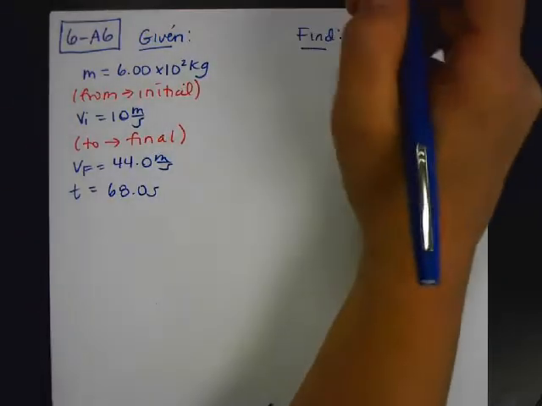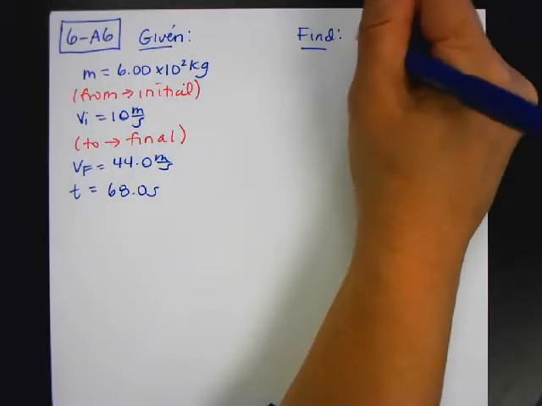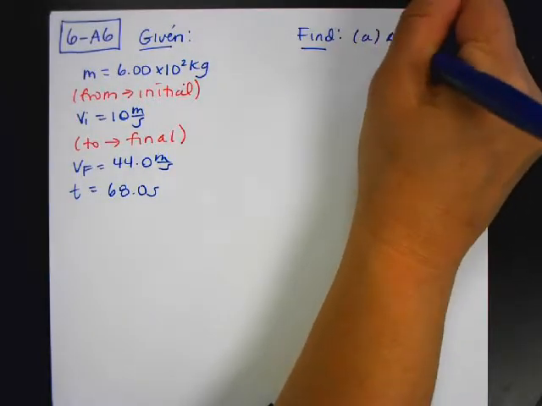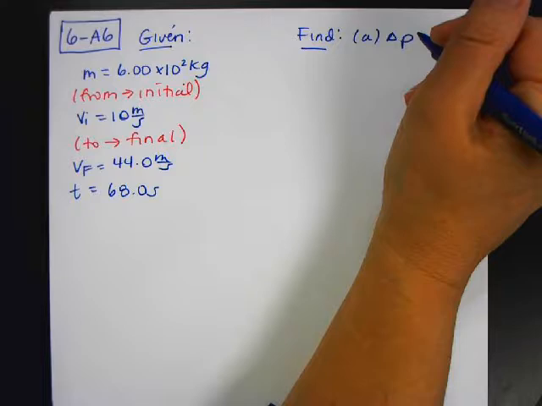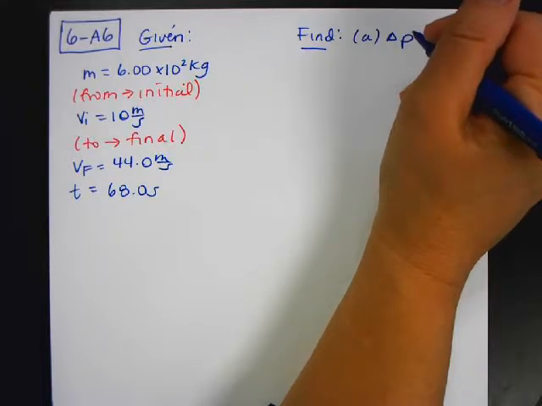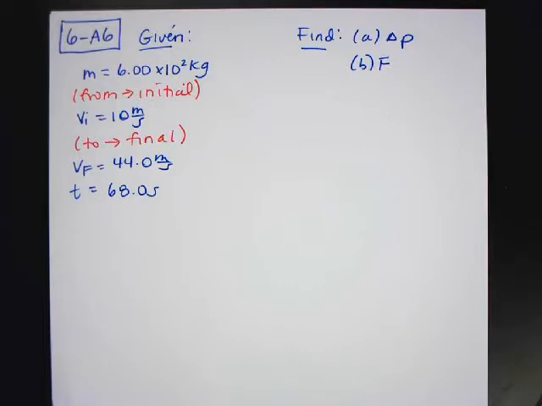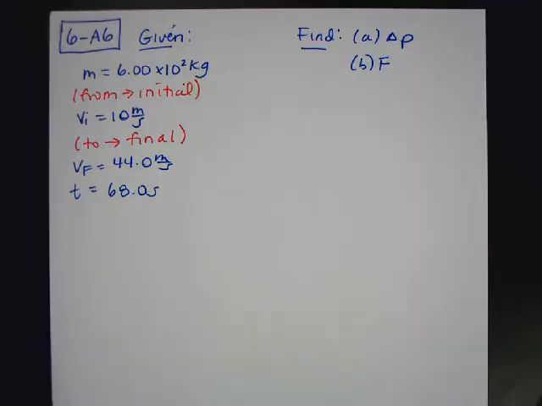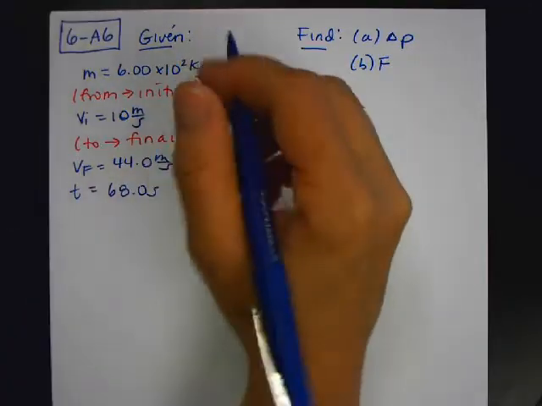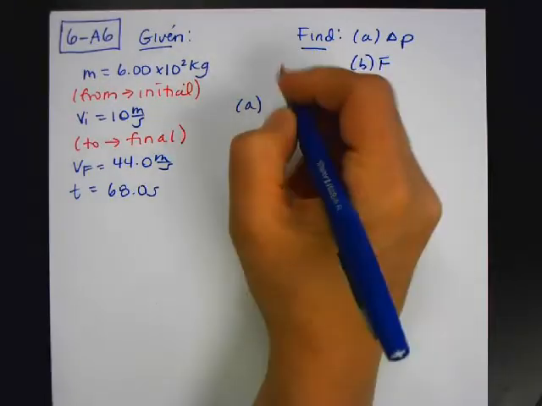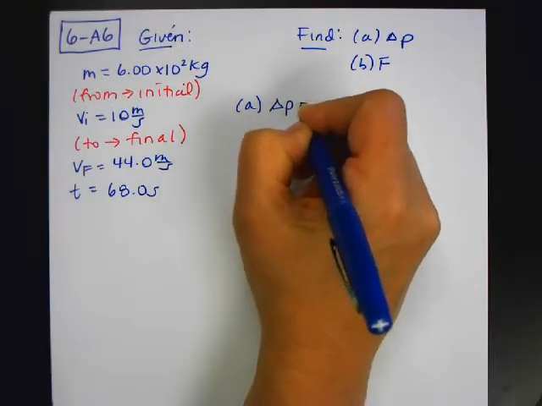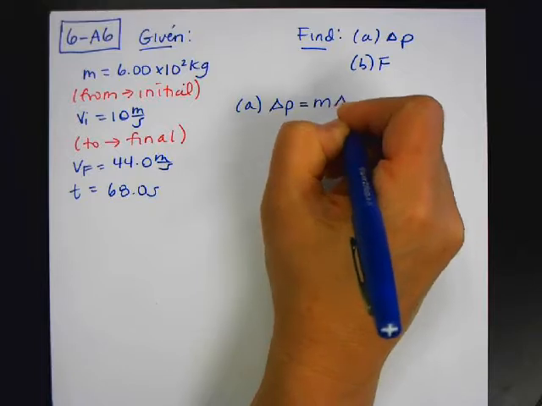So now A said, what is the change in momentum? And then B, what is the magnitude? So magnitude just means how much, because force is a vector, they don't necessarily want the direction, right? All right, so let's start with part A. So part A is to find the change in momentum, which is delta P, which is m delta V.